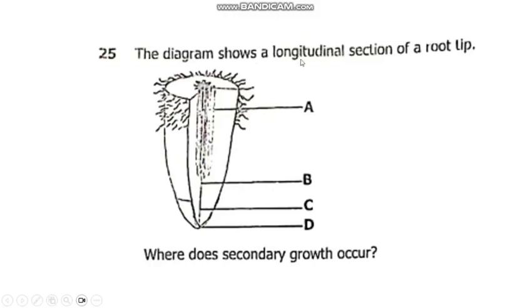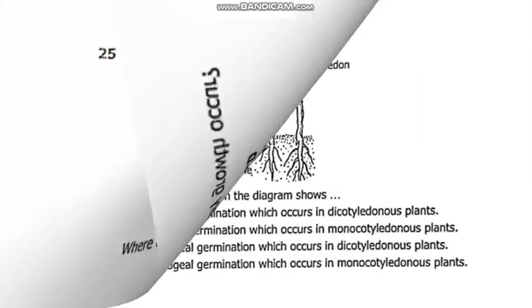The diagram shows a longitudinal section of the root tip. So this is the root tip. Where does secondary growth occur? So secondary growth occurs in the vascular cambium. Okay, so the correct answer is C. This is where we have the vascular cambium, where secondary growth takes place. Okay, so we now come to question 26.